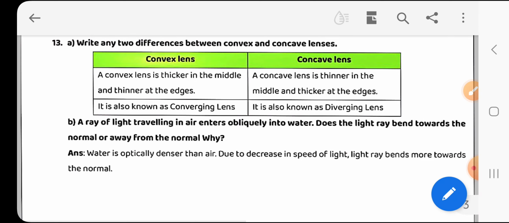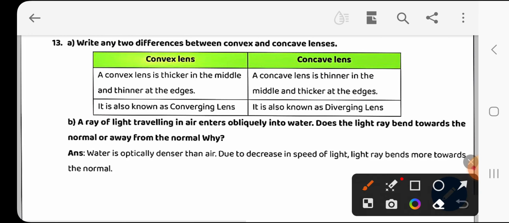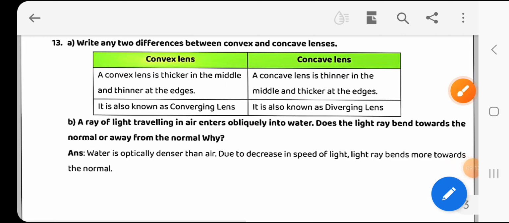A ray of light traveling in air enters obliquely into water. Does the light ray bend towards the normal or away from the normal? So that is the question. This is the perpendicular direction. So light bends towards the normal. Water is optically denser than air, due to decrease in speed of light. Light ray bends towards the normal. This is the answer.